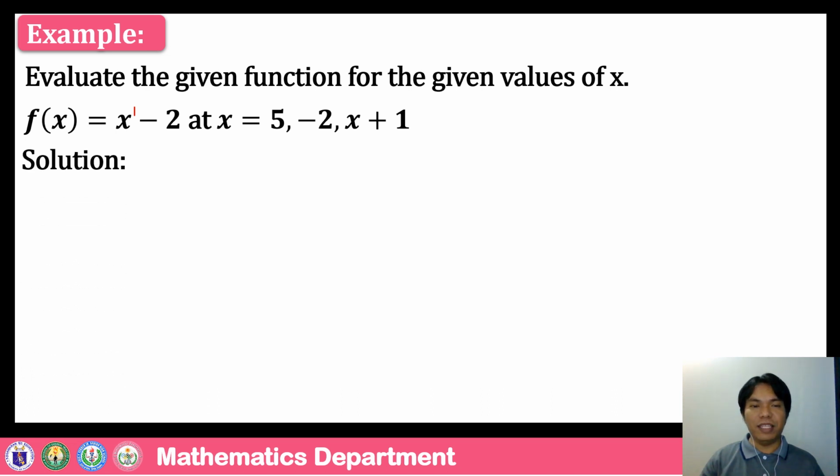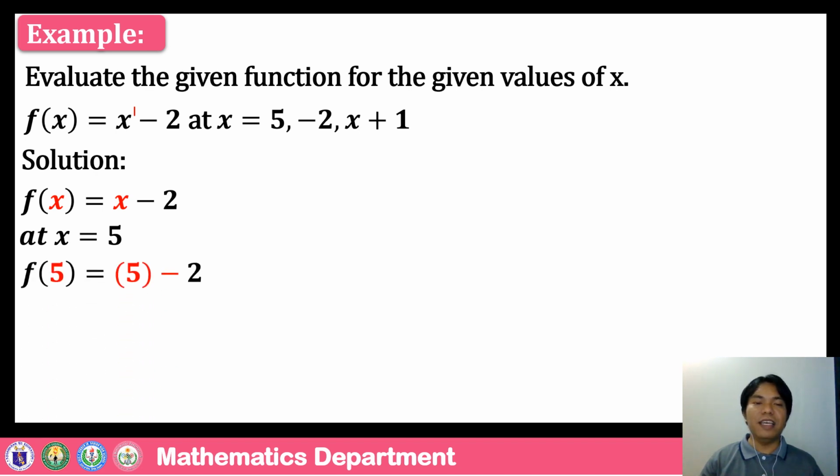Now, sa pag-evaluate natin ng isang function, lagi lang natin tatandaan na kailangan lang natin palitan yung ating variable x ng value ng x na ibinigay. So, dito sa ating function at x equals 5, papalitan lang natin lahat ng x. So, we have here f of 5 is equal to 5 minus 2. At pagkatapos yan ay ipiperform lang natin yung ating order of operation. So, f of 5 therefore is equal to positive 3.